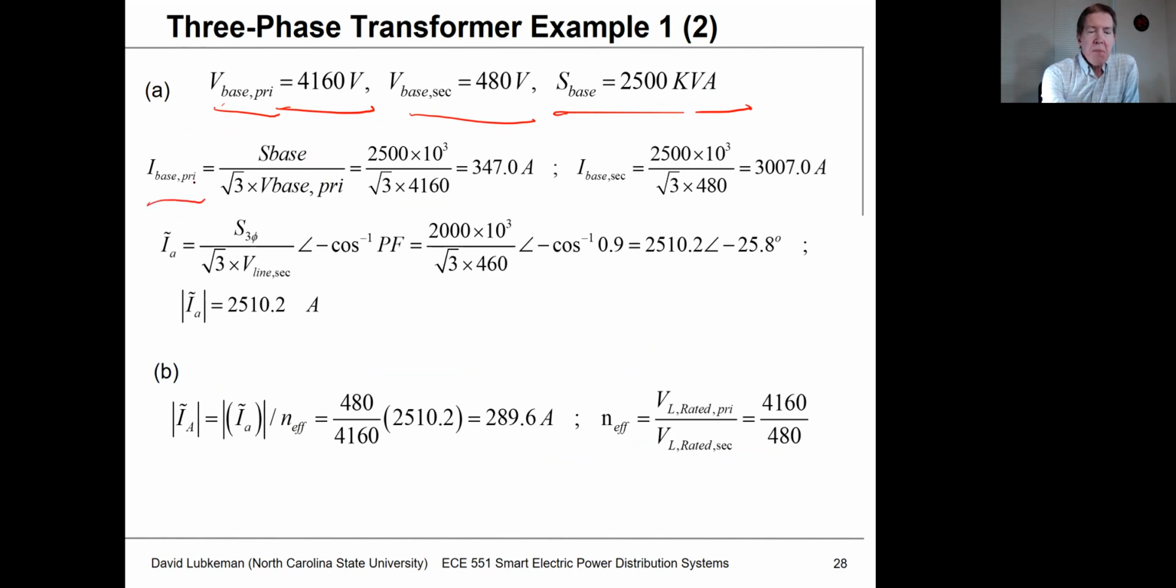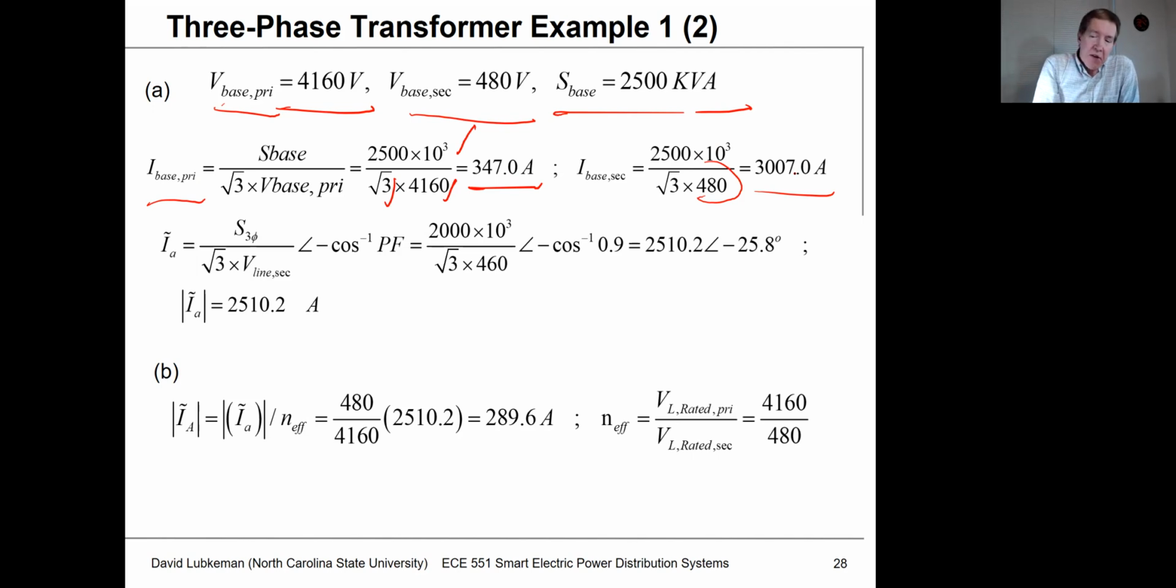So as far as the base primary side current, which is the same as rated current, by the way, S base divided by square root of 3 times V base on the primary side, when I substitute in the numbers, is going to give me 347 amps. On the secondary side, I do that same calculation, except I use the base voltage on the secondary side, which is going to give me a rated current of 3007 amperes.